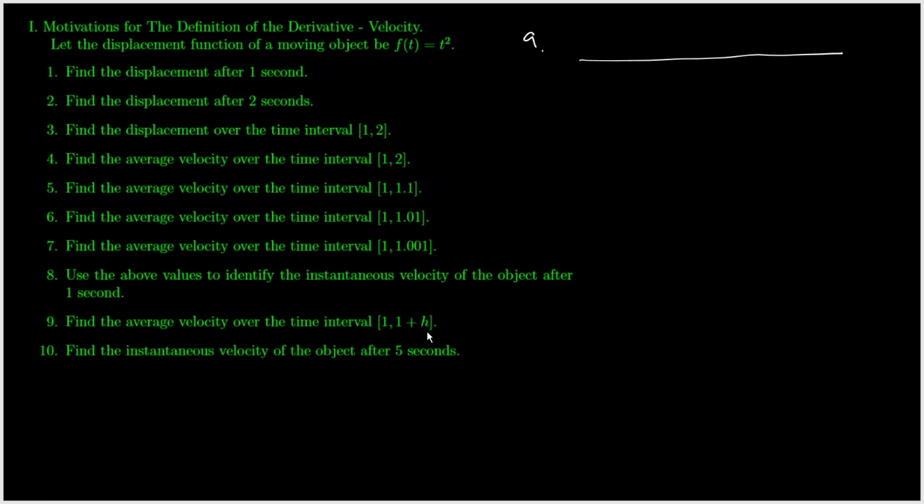Now let's figure out the denominator first. Anybody want to tell me the time elapsed from 1 second to 1 plus h seconds? h is a tiny positive number. I'm looking for the denominator for computing the average velocity. The denominator is supposed to be the time elapsed. The numerator is supposed to be distance traveled, right? So what is the time elapsed?